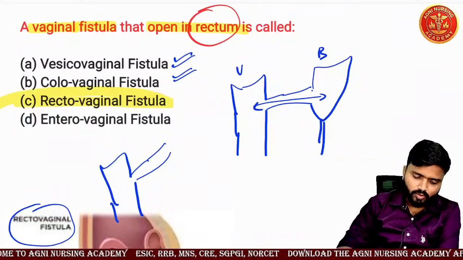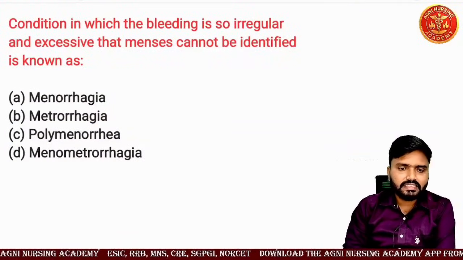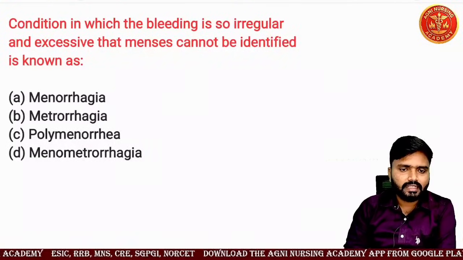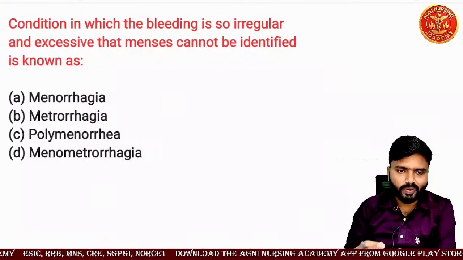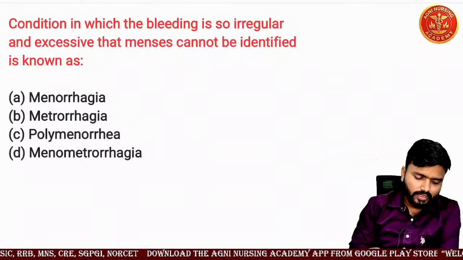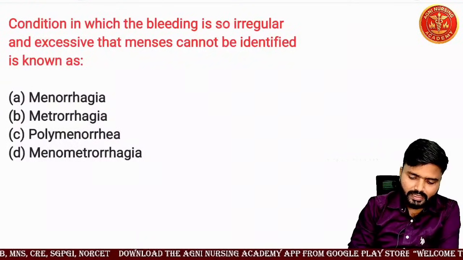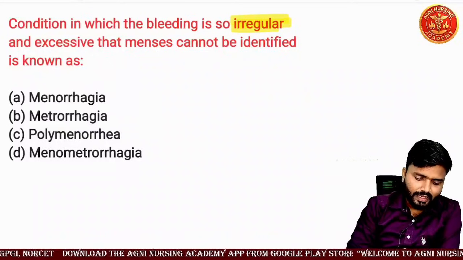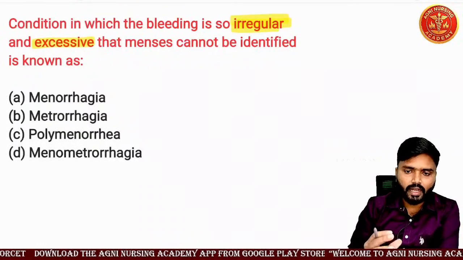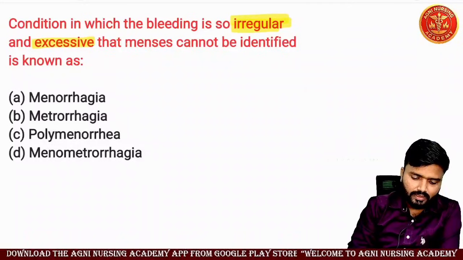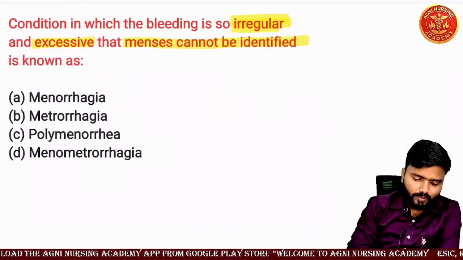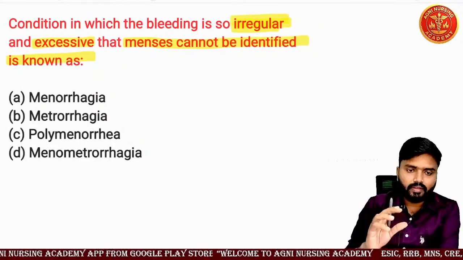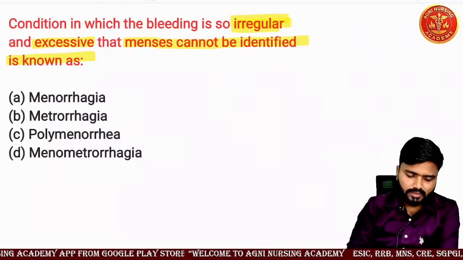Okay, so we'll move on to the next question, that is: the condition in which the bleeding is so irregular and excessive that menses cannot be identified is known as. Irregular means every month the menstrual period will be irregular, and excessive means more in amount or volume, so that menses cannot be identified. I will tell all the terms related to menses.